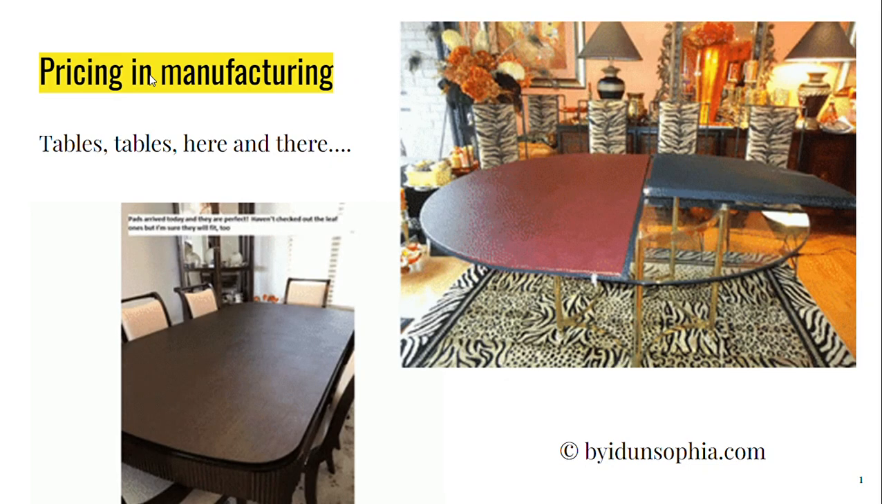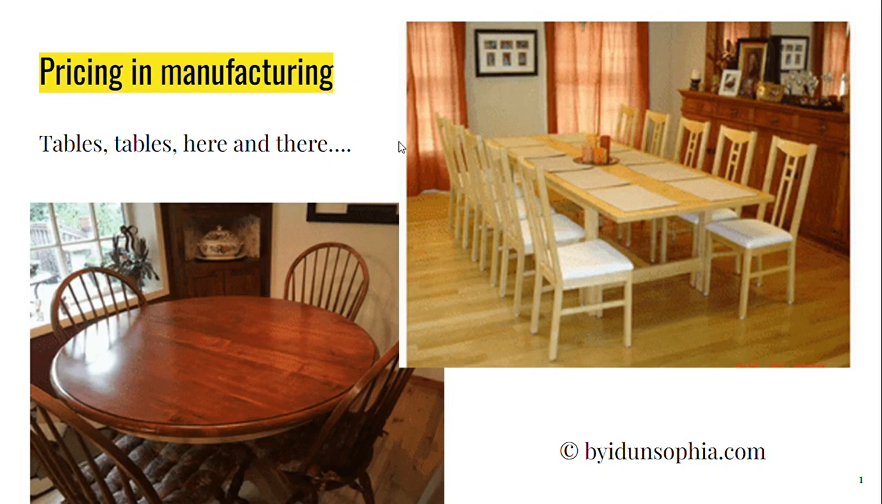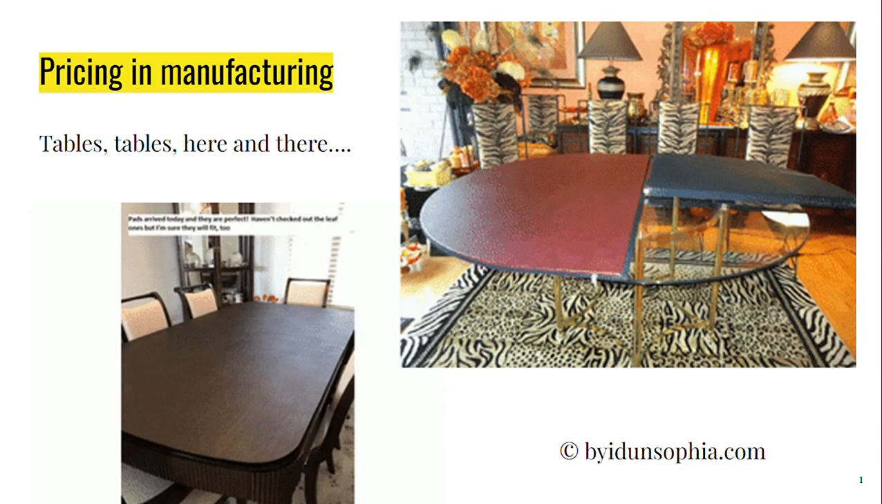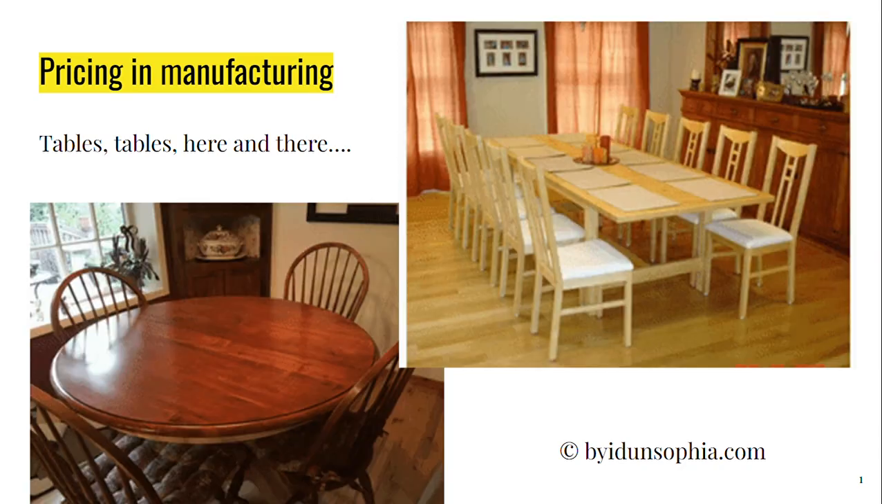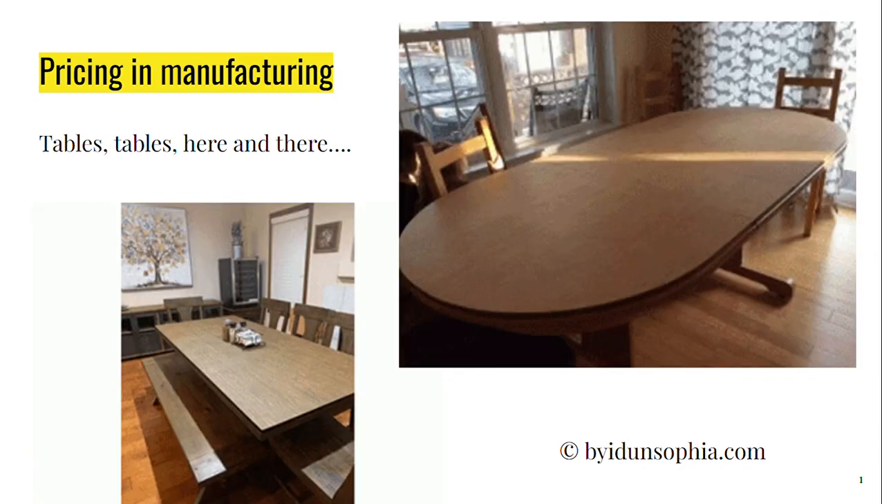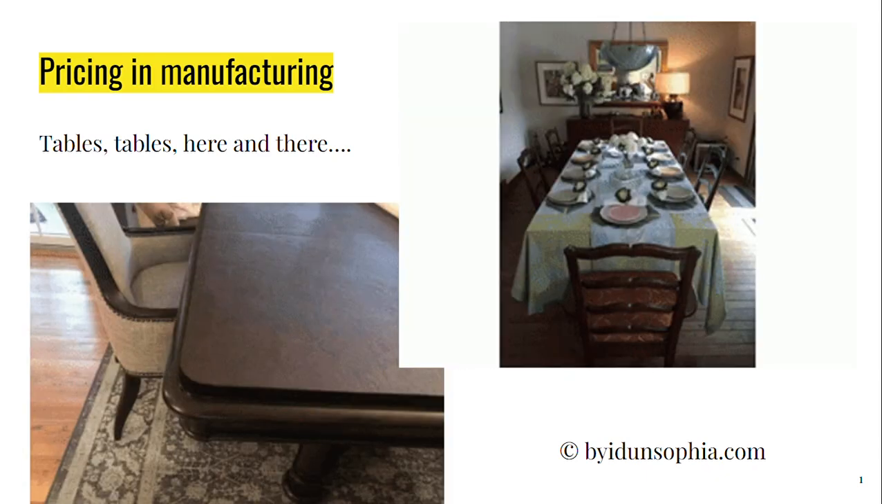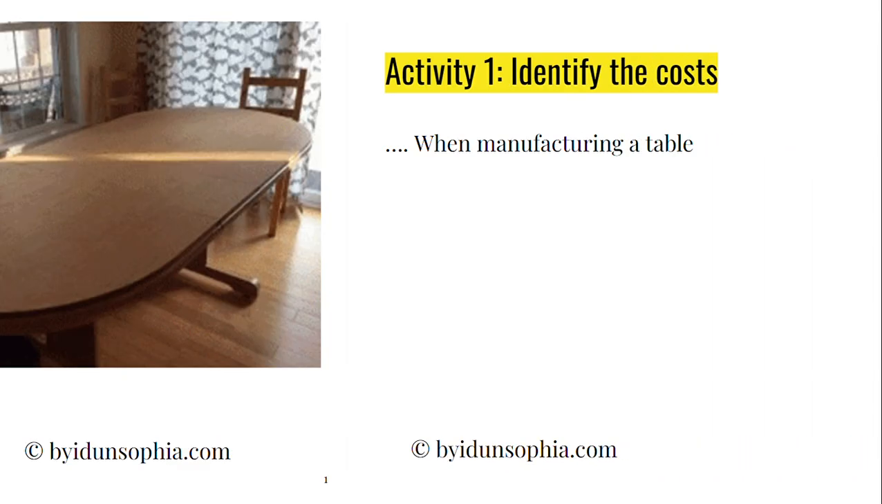Pricing in manufacturing. Let's look at pricing something people manufacture, like tables. Lots of tables, tables here and there, tables everywhere. Turn to your activity book. You might want to pause the video and think, when you're manufacturing a table, what sort of costs do you think that you will incur? Pause the video and write your thoughts in your activity book.